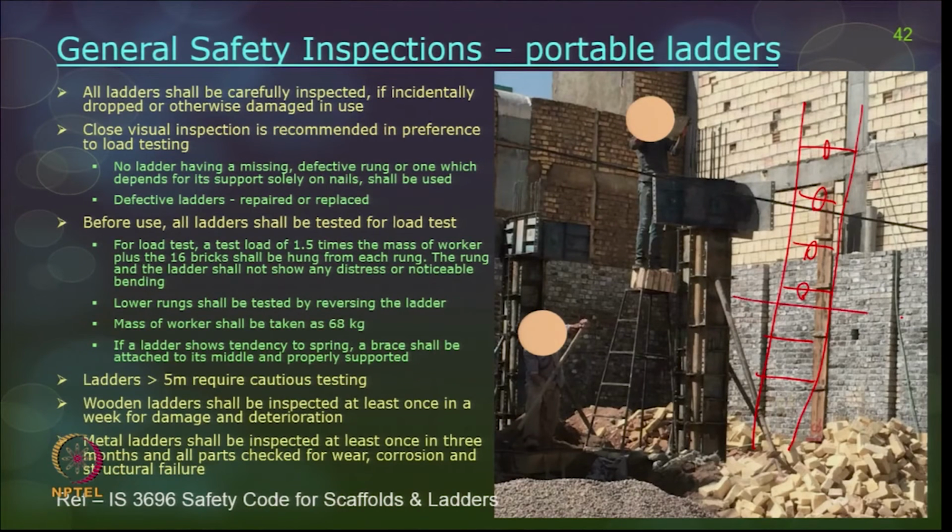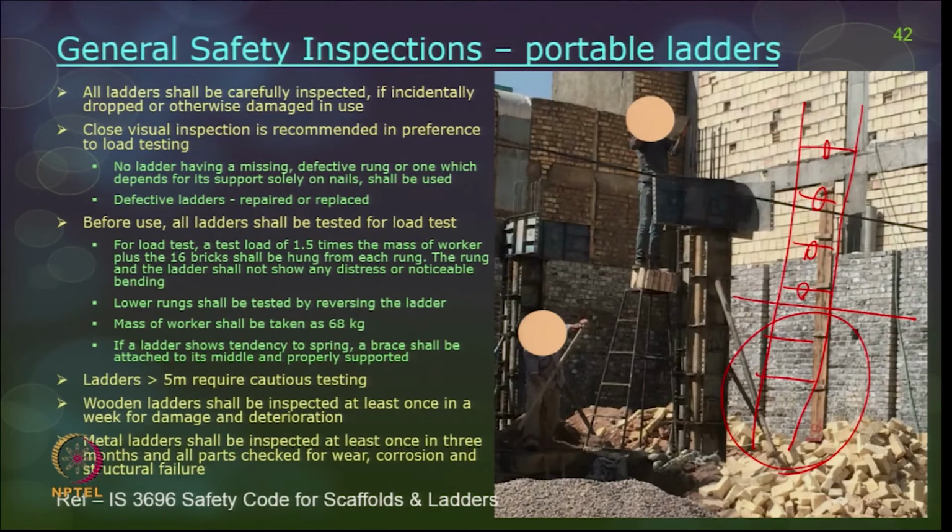So, when half of the ladder is tested in this way, then the ladder is reversed. So, this bottom portion will come on the top, and the same procedure is repeated on all the bottom rungs and the load test is performed. So, all these steps are checked for any visible bending.